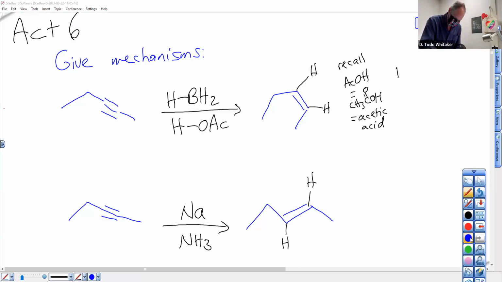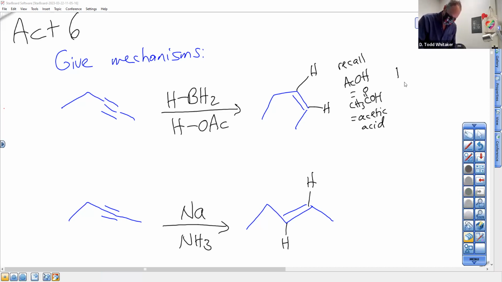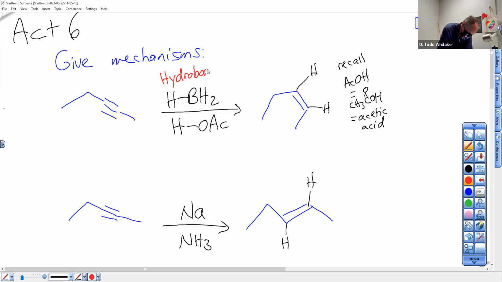Ready for our big finish in chapter 7? Here we go. Two more mechanisms. We're going to do the reaction with hydroboration protonolysis. Hey, protonolysis is a word we saw earlier.